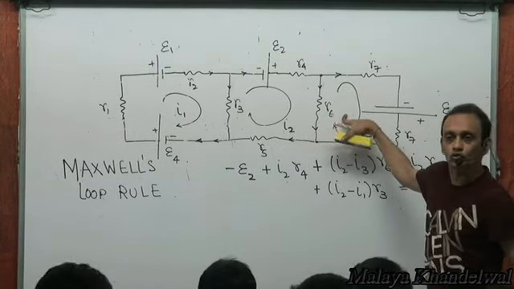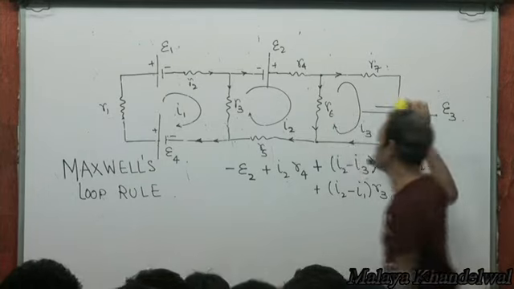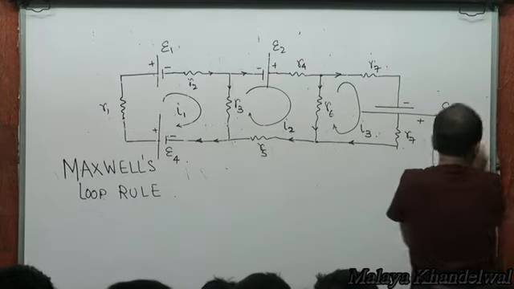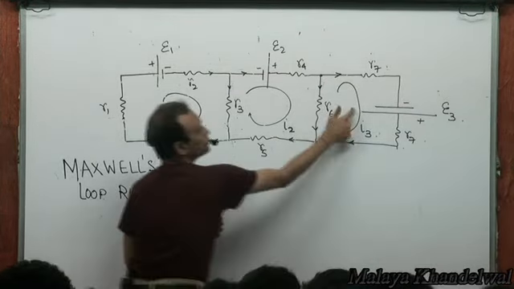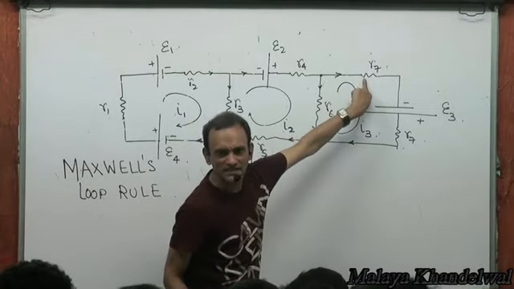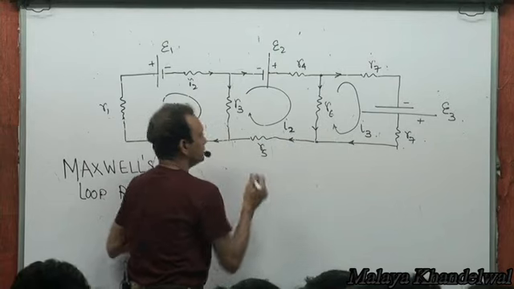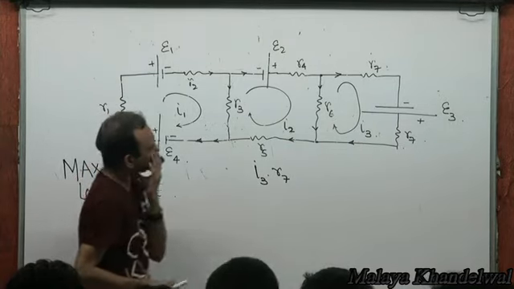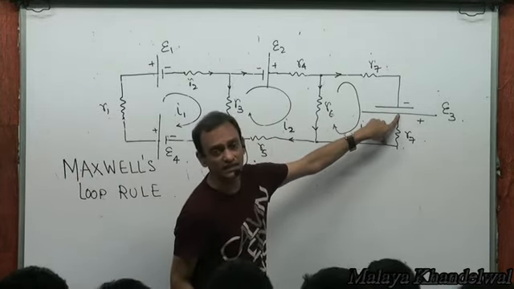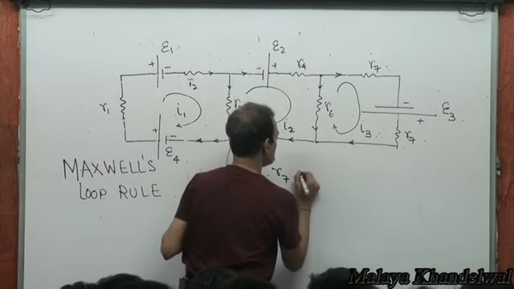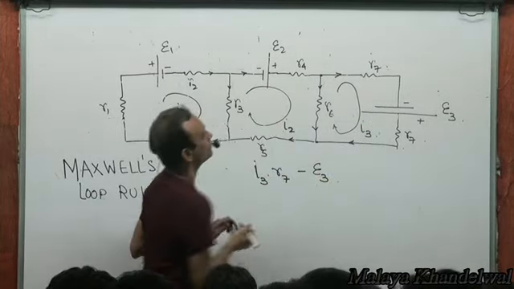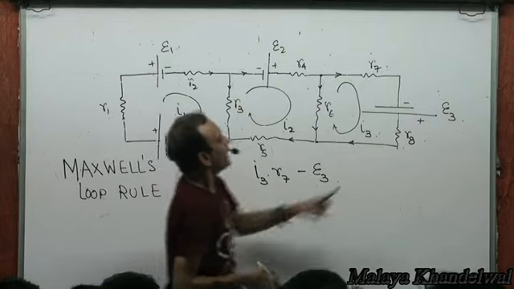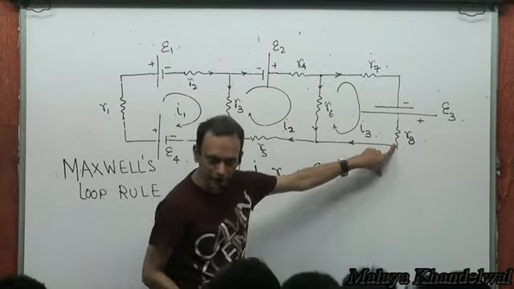Let me apply KVL to this loop finally. This loop 3. I3 into R7. Then from here to here there is an increase, minus epsilon 3. Oh, let me put it as R8. This is R7, so R8. And then the drop across this is I3 into R8.